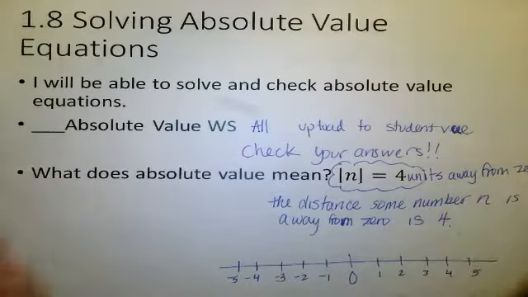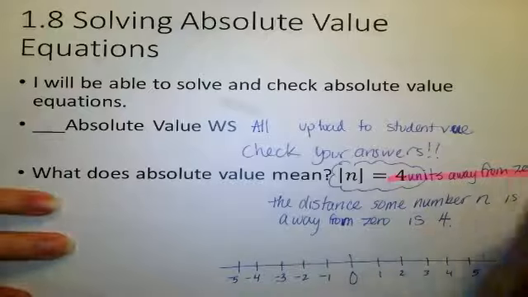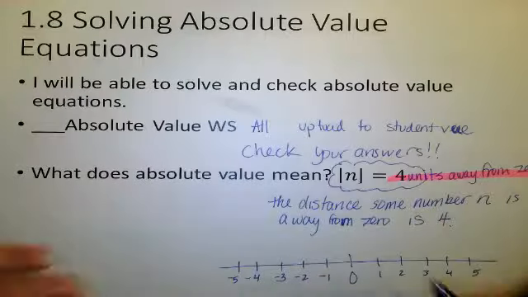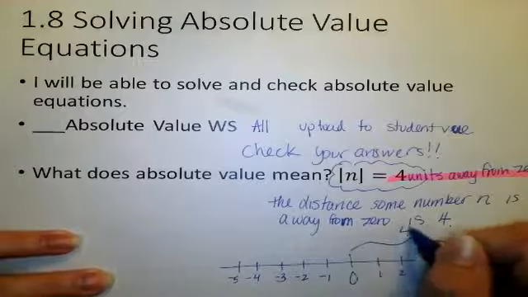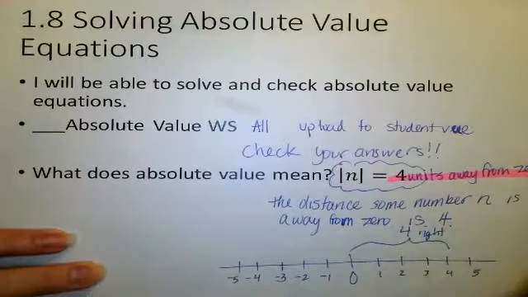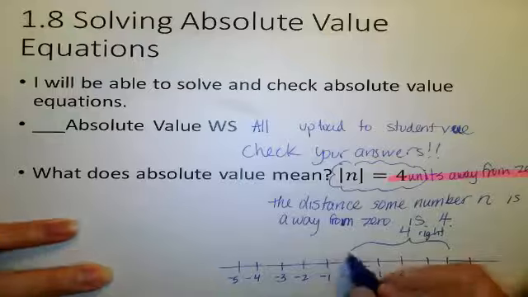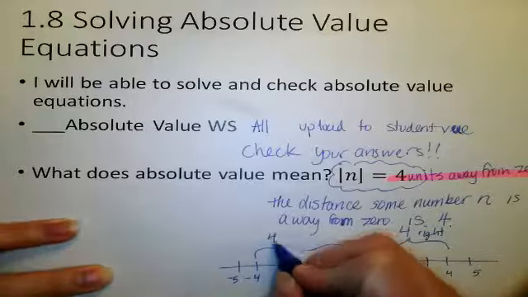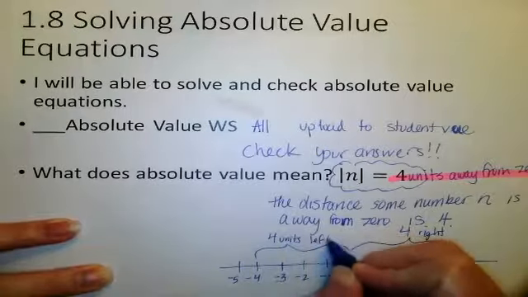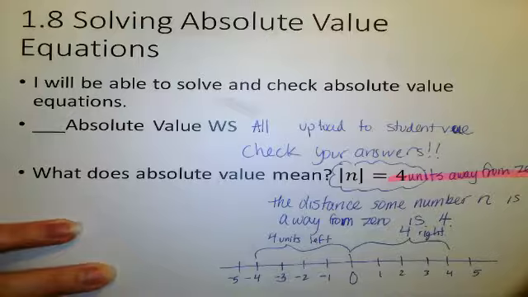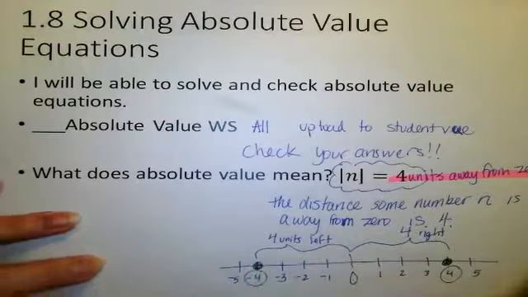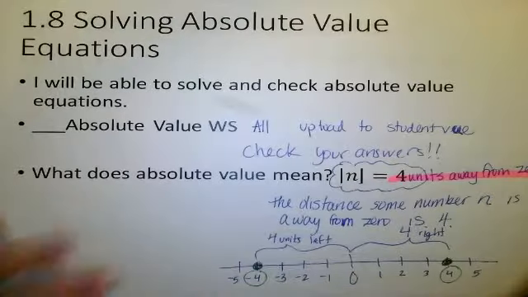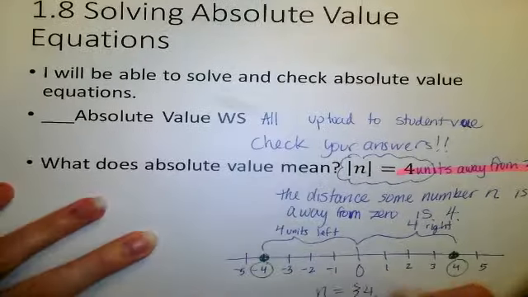So here's the interesting part. Some number n is 4 units away from 0. So that means it could be 4 units to the right of 0, but it also could be 4 units left of 0. And so there are 2 possible numbers here. 4 is a possible number for n, and -4 is a possible number for n. So n could equal 4 or -4.